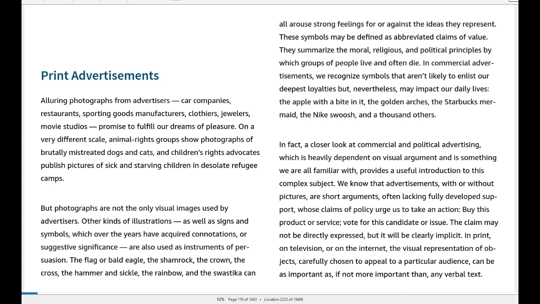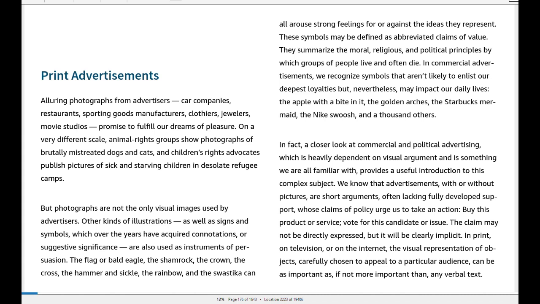But photographs are not the only visual images used by advertisers. Other kinds of illustrations, as well as signs and symbols, which over the years have acquired connotations or suggestive significance, are also used as instruments of persuasion. The flag or the bald eagle, the shamrock, the crown, the cross, the hammer and sickle, the rainbow, and the swastika can all arouse strong feelings for or against the ideas they represent.